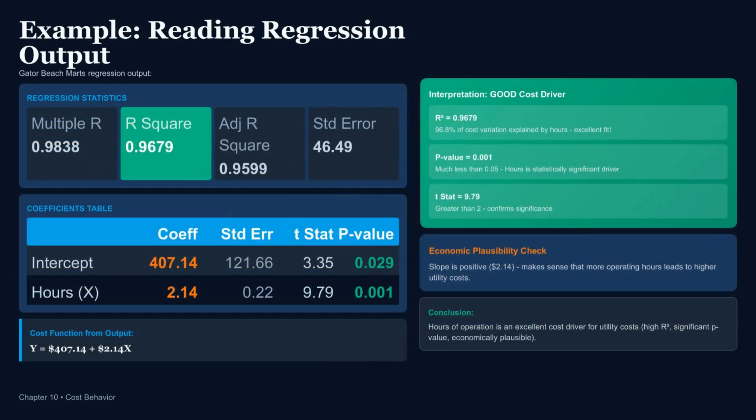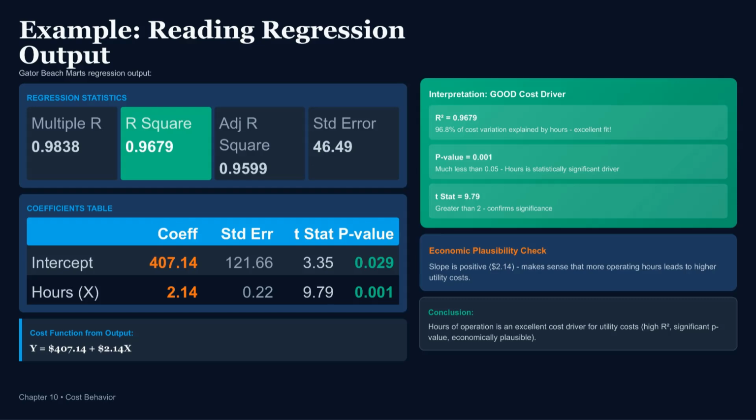In this example titled Reading Regression Output, we examine data from Gator Beach Marts. The regression statistics show a multiple R of 0.9838 and an R² of 0.9679, confirming a strong model fit. The coefficients, with an intercept of 407.14 and a significant hourly rate of 2.14, indicate that hours play a crucial role in cost behavior. This analysis validates the positive cost driver using both economic plausibility and statistical significance.